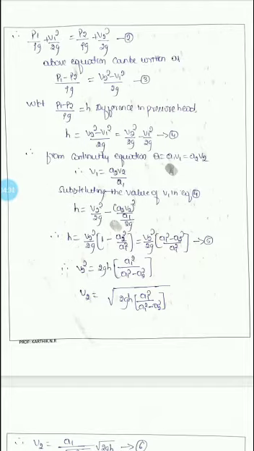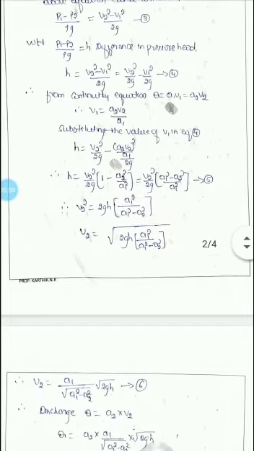Then I am going to find V2. We get V2 square is equal to 2gH into A1 square divided by A1 square minus A2 square. Writing in terms of V2, the square becomes a root. Therefore, V2 is equal to root of 2gH into A1 square divided by A1 square minus A2 square.